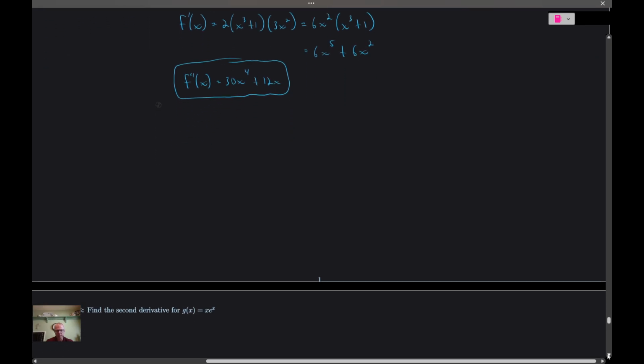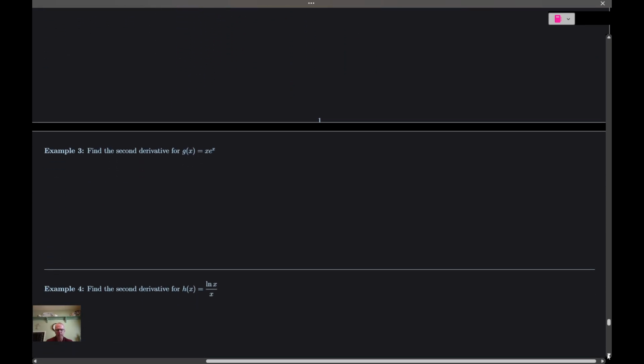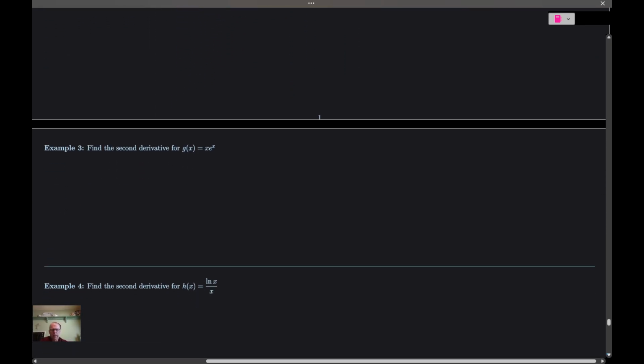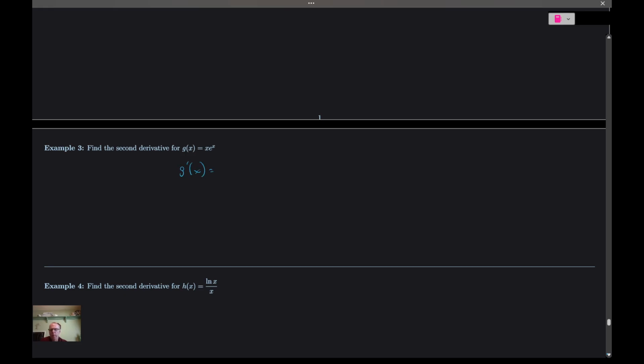All right, so next one, another example, x e to the x. Find the second derivative, so let's find g prime of x. I'll have to use the product rule, so this will give us e to the x plus x e to the x. So take the derivative of x, hold e to the x constant, so that's just e to the x. And then we switch, take the derivative of e to the x, hold x constant. So we get e to the x plus x e to the x.